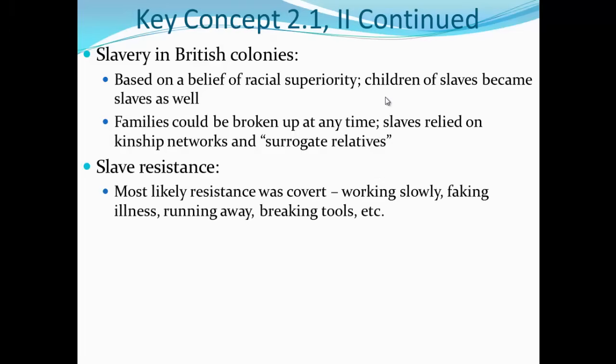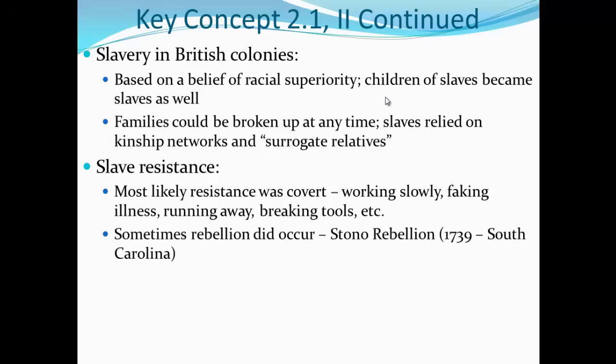Slave resistance absolutely did happen. Most of it came in covert forms, whether it was working slowly, faking illness, running away, breaking tools, etc. It was not very often that you saw a rebellion, but rebellions did occur. And one of the earliest examples of a slave rebellion is the Stono Rebellion in 1739 in South Carolina.